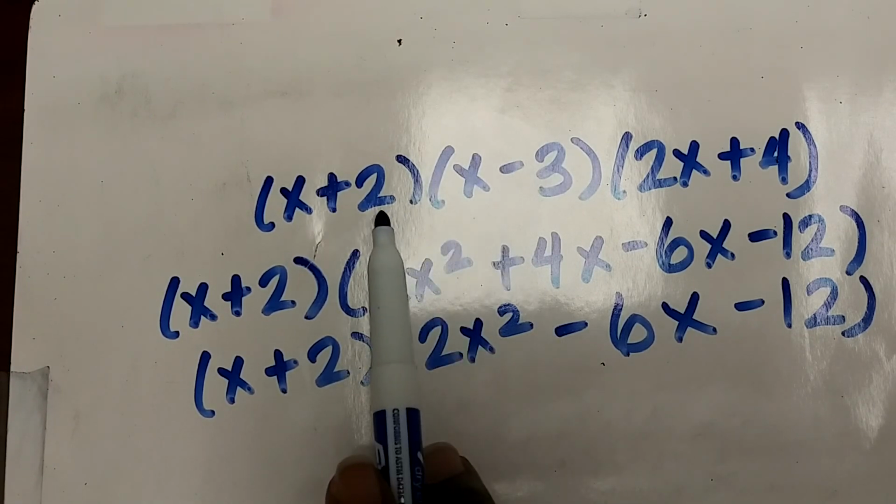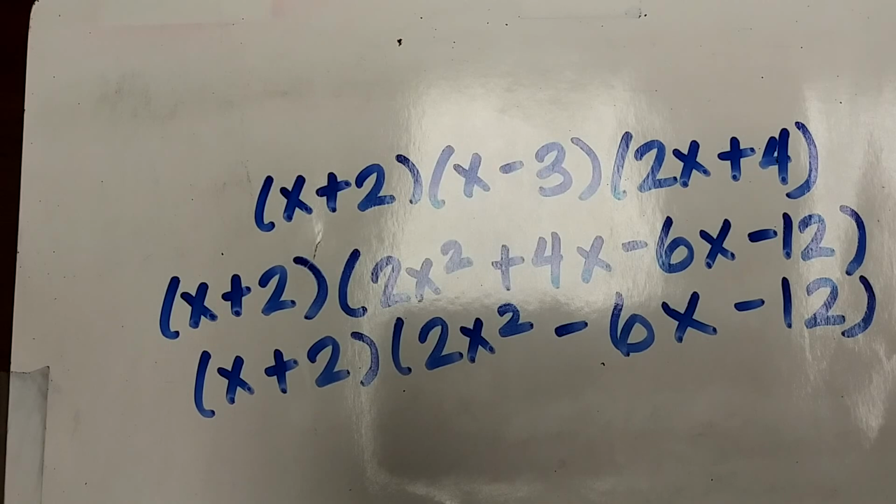So when you see 3 binomials multiplied together, just multiply 2 at a time. It doesn't matter where you start, multiply 2 at a time. You're going to end up with a 2 by 3 or a 3 by 2. And then you just keep working it out from there.